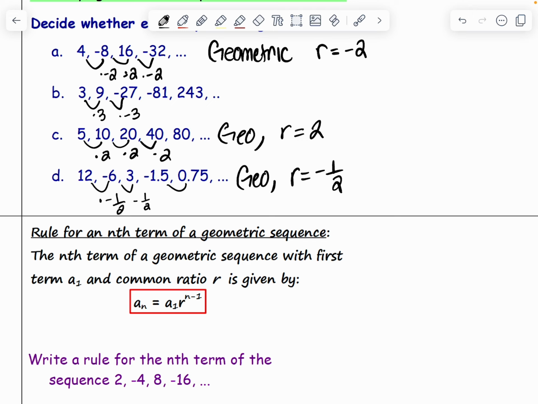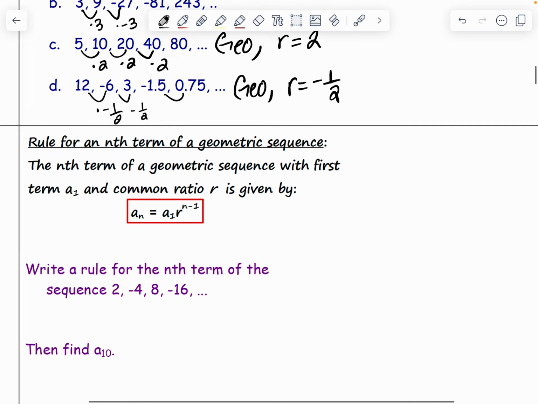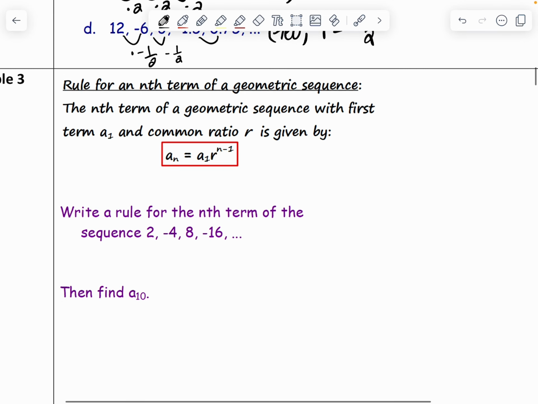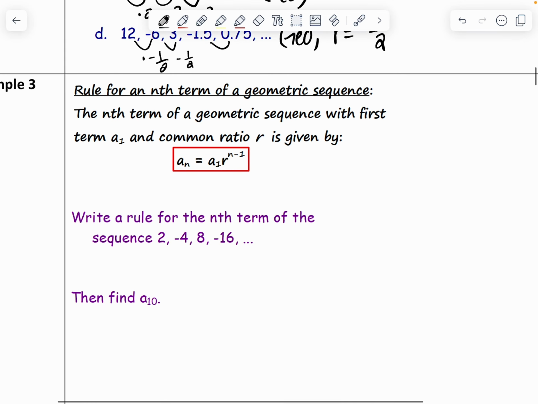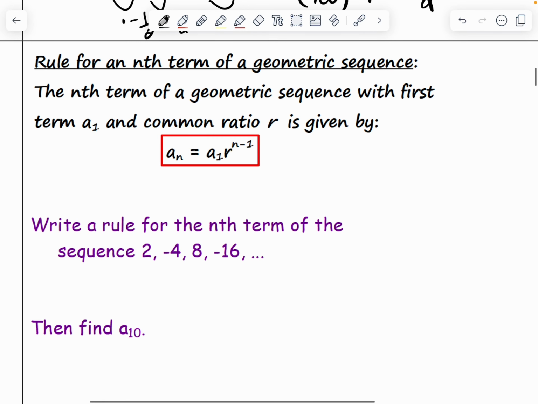So if you can identify a common ratio as a geometric sequence, we can write a rule, which is essentially an equation that represents the terms in the sequence. And then you can use that rule to find any term in the sequence. And this is hopefully going to look familiar. It's going to be defined as a sub n equals a sub 1 times r to the n minus 1, where a sub 1 is the first term in the sequence, and r is your common ratio.